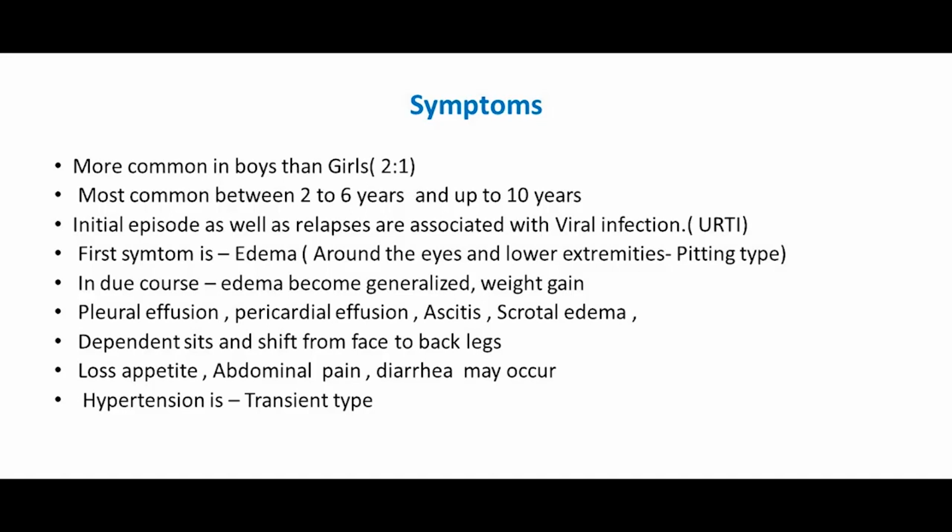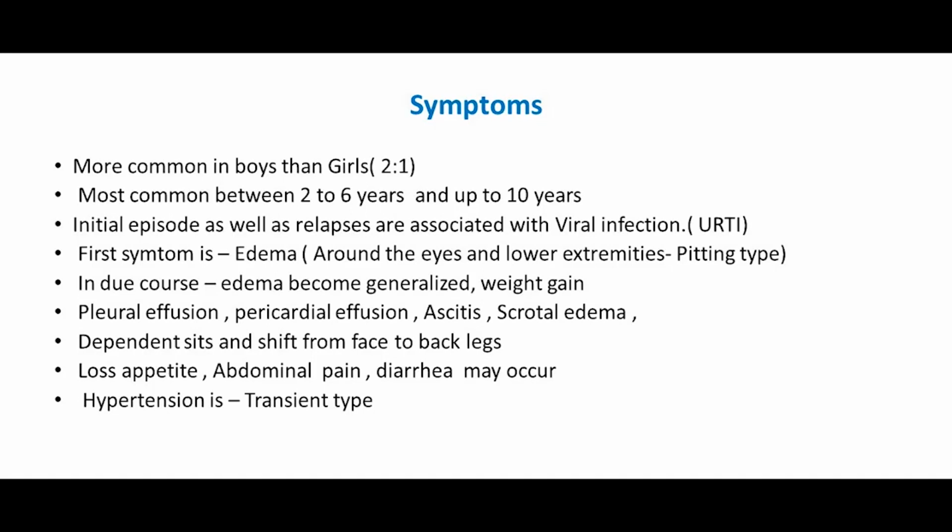The first symptom is always edema. Yes, the presentation of the patient in the beginning is always edema. The patient comes to you with complaints of swelling around the ears and the lower extremities, and that swelling is typically pitting type. In due course of time edema becomes more and more generalized, and there will be weight gain. In the next stage there is development of pleural effusion, pericardial effusion. Edema fluid goes on collecting in every loose part of the body; scrotal edema and ascites will be seen.